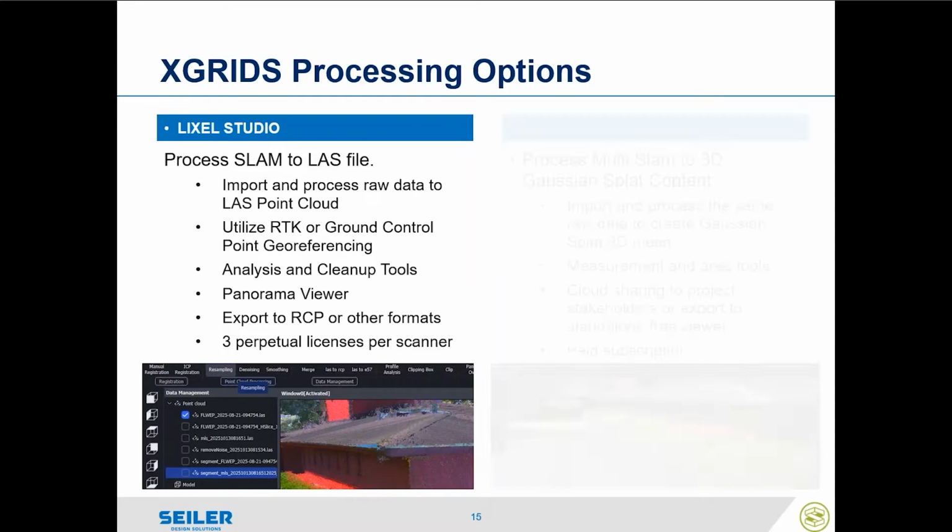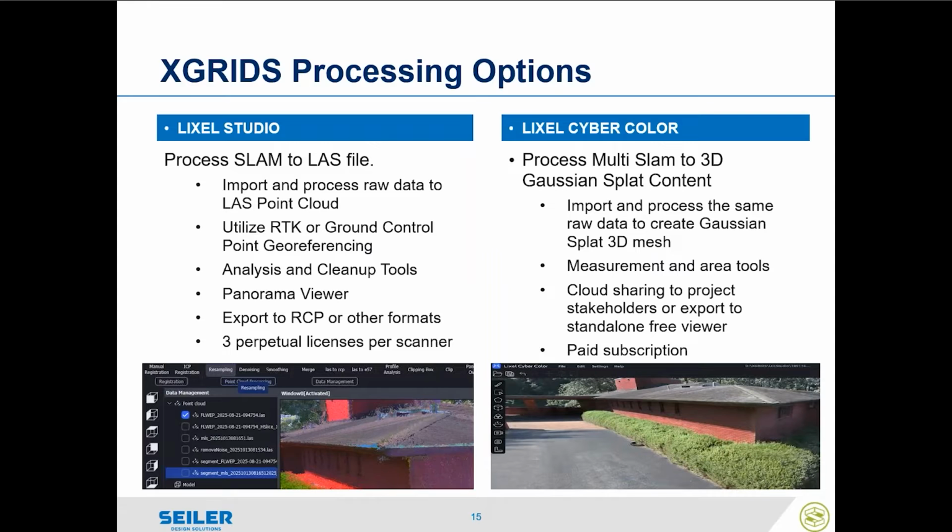Or optional, there's a secondary program called Lixel CyberColor, which processes the multi-SLAM to a 3D Gaussian splat mesh. It is used to process the same raw data. I don't have to make a determination of which software I'm going into, one scan will go into both pieces of software. Measurement and area tools are in this, and there's a cloud sharing option or a standalone free viewer.